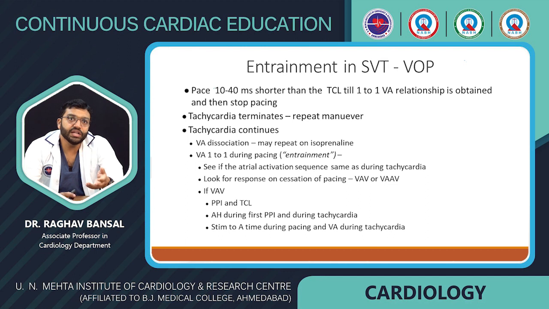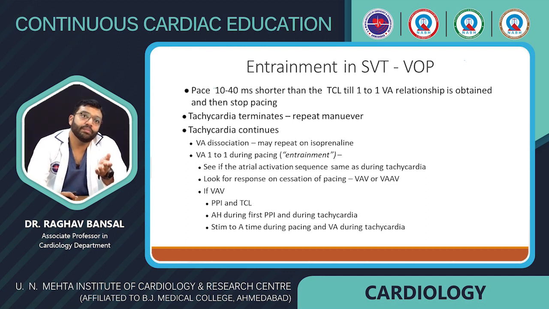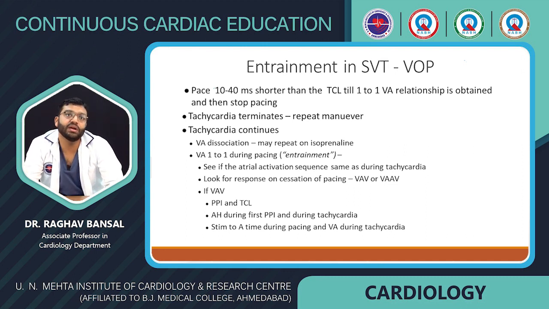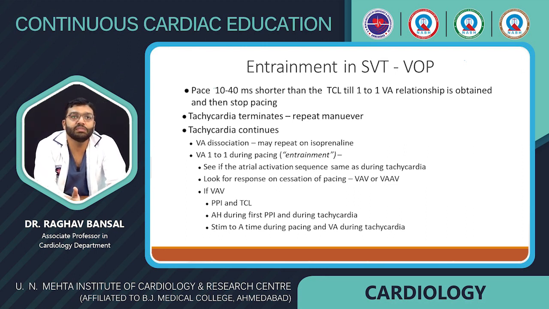If the tachycardia continues, then we have to see what is happening during the ventricular pacing. If there is VA dissociation, where the ventricle becomes faster and the atria continue at their own rate, the tachycardia rate, there is a likelihood of atrial tachycardia. If the VA becomes 1 to 1 during pacing, which means the tachycardia was going at a 400 millisecond cycle length, now we are pacing the ventricle at 380 milliseconds, and the atria also become 380 milliseconds, with 1:1 conduction from V to A.